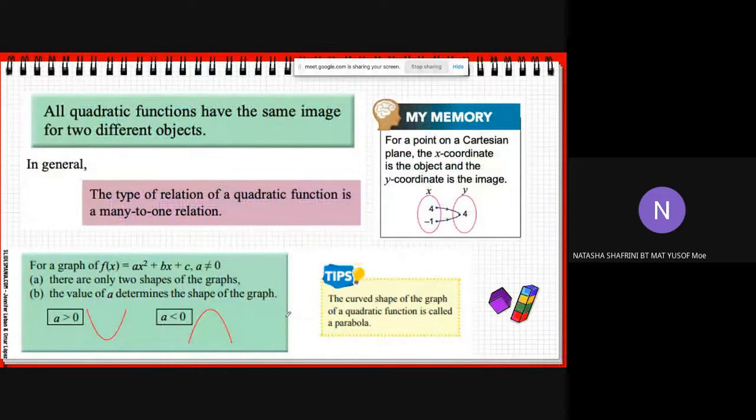Okay, all quadratic functions have the same image for two different objects. In general, the type of relation of a quadratic function is many to one relation. Tadilah macam cikgu tunjuk tadi tu. So for a graph of f(x) = ax² + bx + c, a is not equal to 0, there are only two shapes of the graph. Kita ada U shape, ada N shape. So the value of a determines the shape of graph. Tadi pun cikgu dah explain ni. So boleh cikgu proceed. The curve shape of the graph of a quadratic function is called a parabola shape.